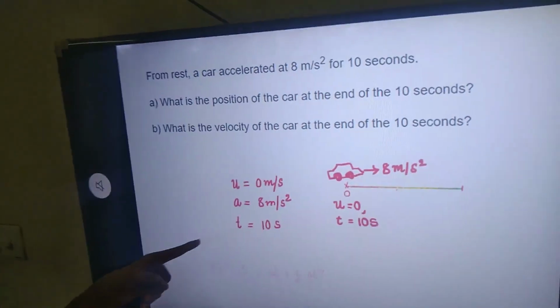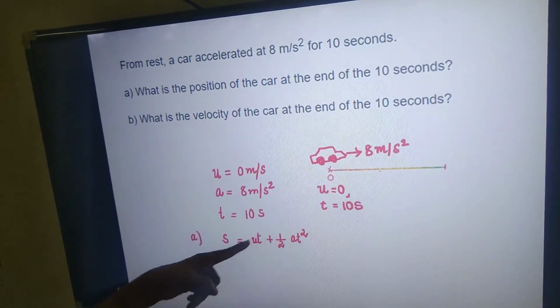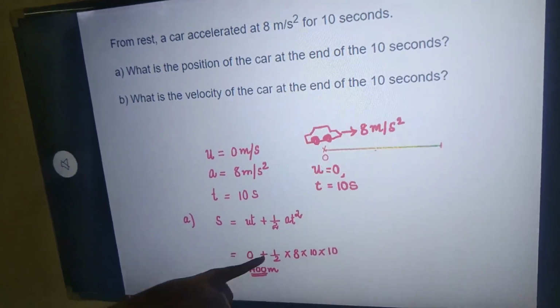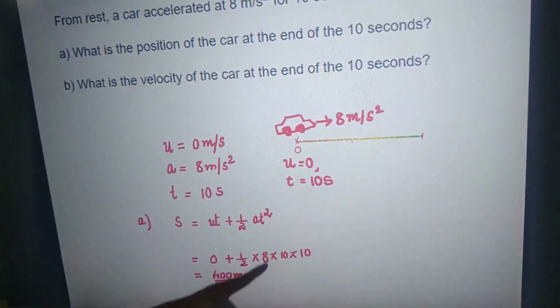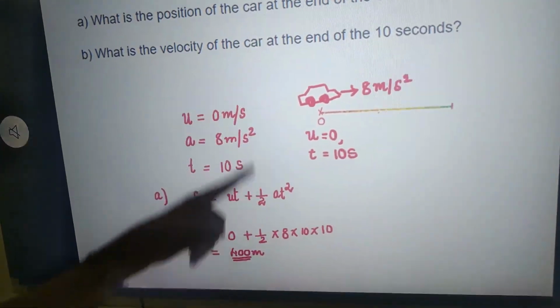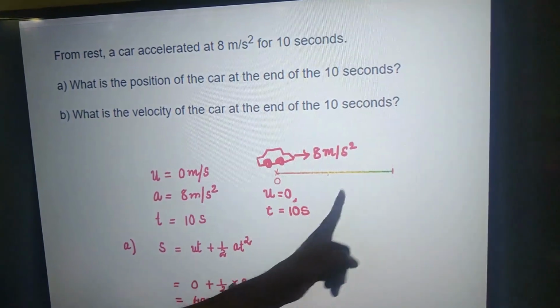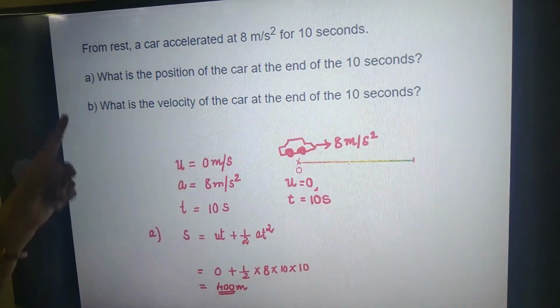These are the given quantities. You can write here, the second equation of motion is s is equal to ut plus half at square. Substitute the values. First term becomes 0. Second term half into acceleration 8 into time 10 into 10. The answer comes 400 meter. That means if the car reaches here, this position is how far from the starting position? 400 meter.